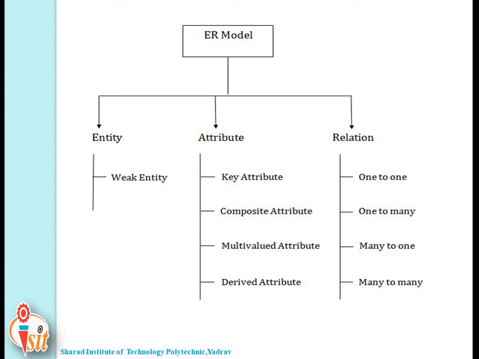And the last one is many to many. When more than one instance of an entity on the left and more than one instance of an entity on the right associates with the relationships, then it is known as many to many relationship. For example, employee can be assigned many projects and project can have many employees.